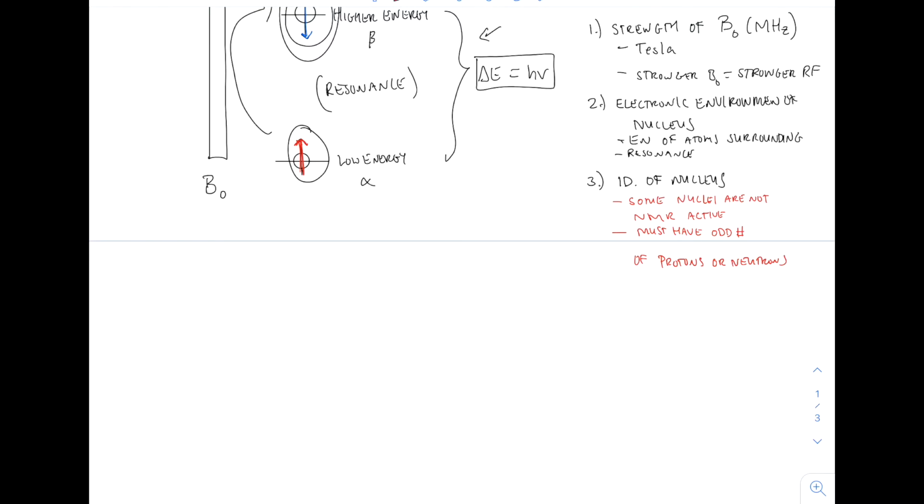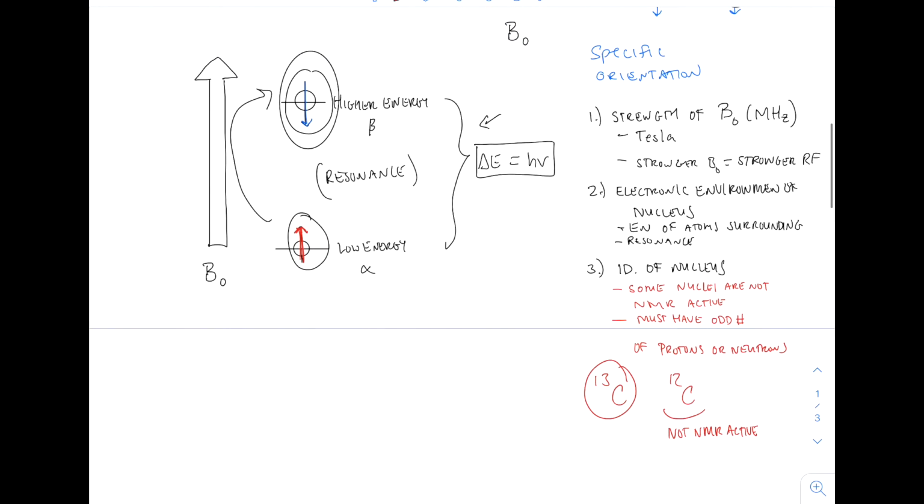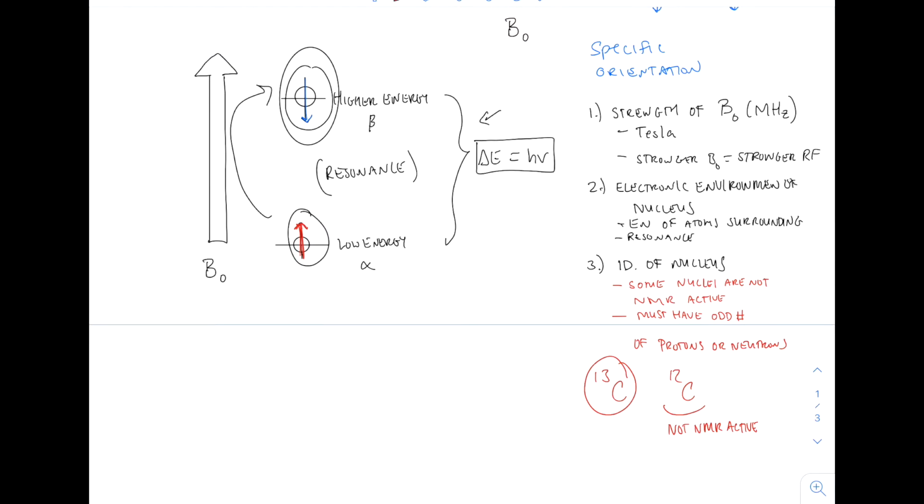That's exactly why we use carbon-13 as opposed to carbon-12, because carbon-12 has an even number of protons and neutrons, and is not NMR active. And so that's why we're looking at carbon-13, which does make it a little bit more difficult because, as you know, carbon-13's abundance is really, really small. So that just makes it quite difficult. But technology is amazing now, and so we've got our ways.